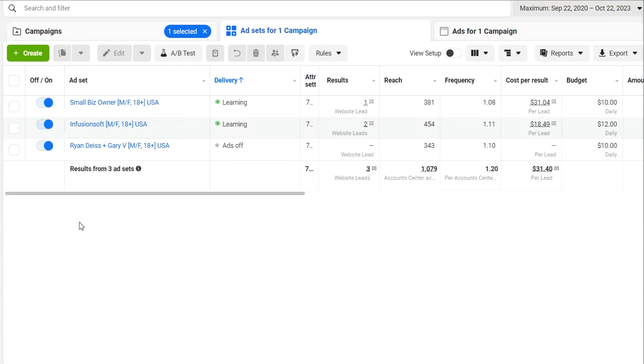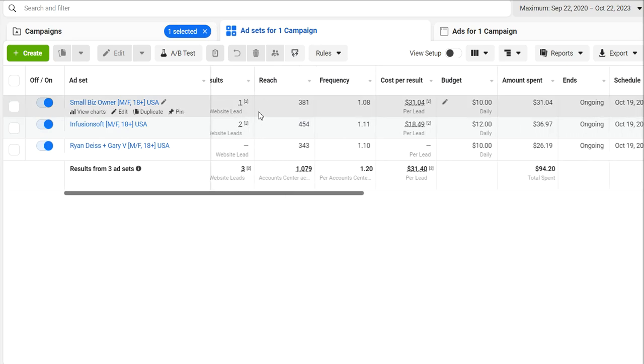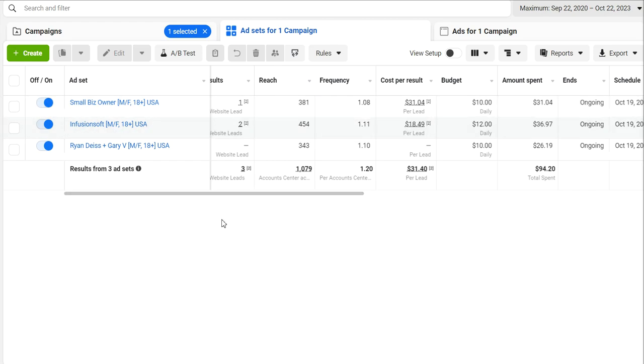This is the part where most media buyers fail, and it's the hardest part of managing Facebook ads. In the beginning, we're in learning phase, and the ads have only been running for 3 days. You can see here that the leads are at a less than ideal cost per result. However, Facebook needs a minimum of 5 days to optimize the ads.